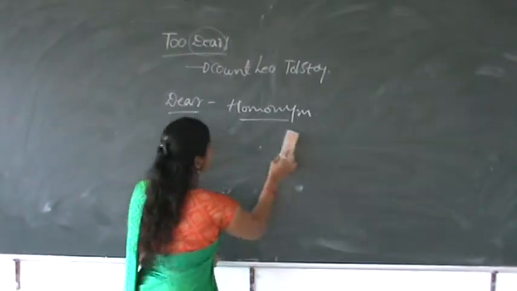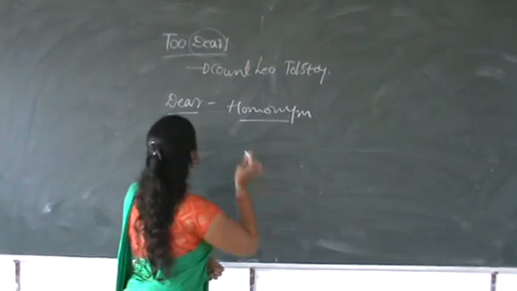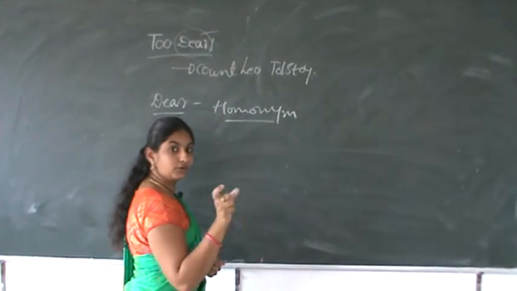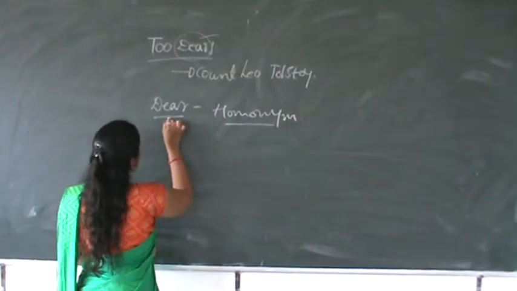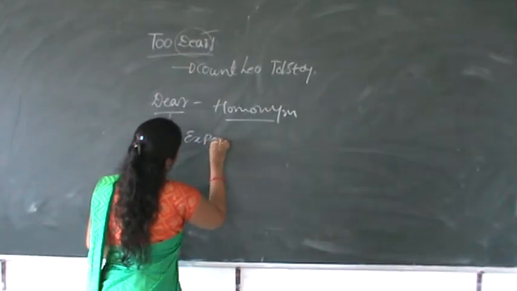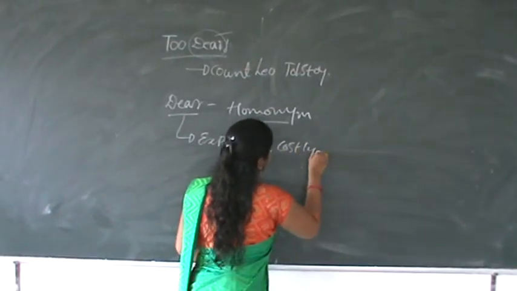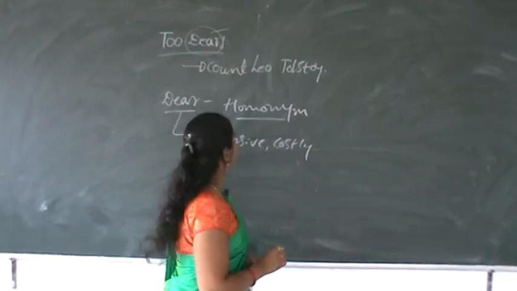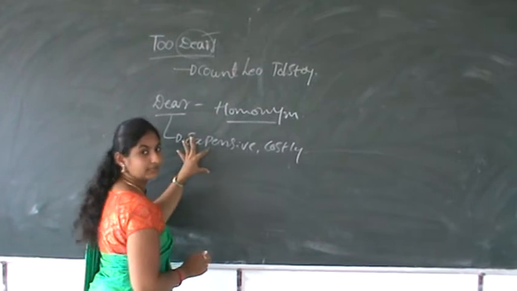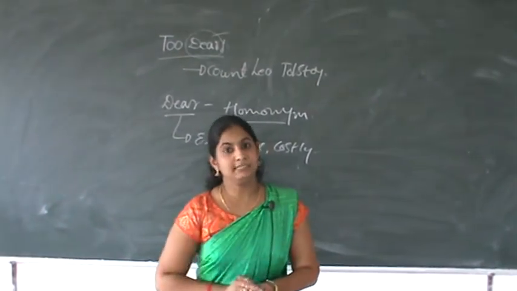And see here, according to the lesson also, the title of the lesson, To Dear. Here the word dear, according to the lesson, gives the meaning of expensive or costly. So this is about the title of the lesson, especially dear. Okay, this is about the grammatical aspect related to the lesson.